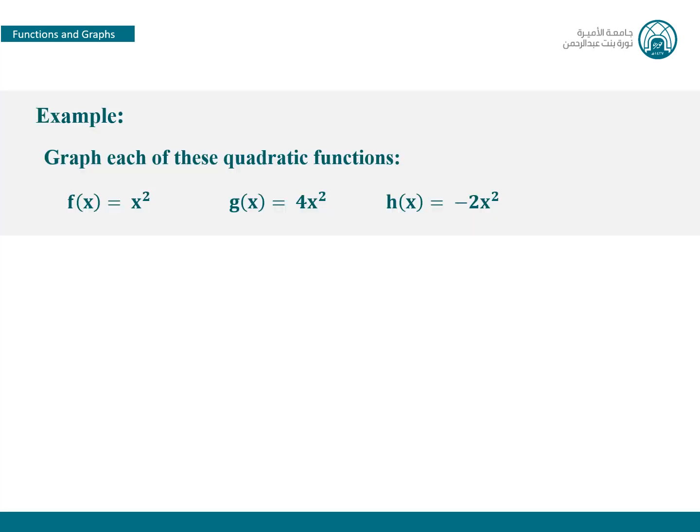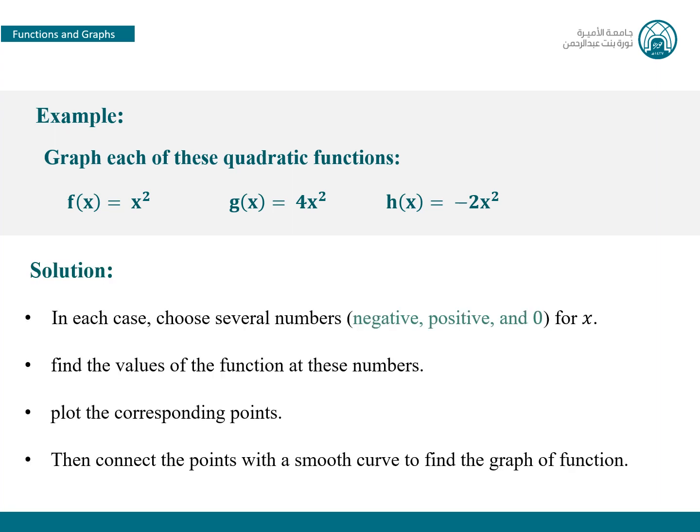In that example, we need to focus on how to graph quadratic functions. To graph quadratic functions, the general idea is that we choose several numbers, like negative, positive, and 0, for x, to find the value of the function at each number. After that, plot the corresponding points, then connect all these points with a smooth curve to find the graph for that function. How can we do that?